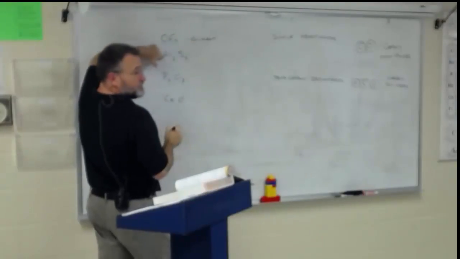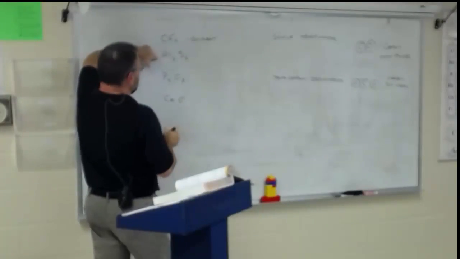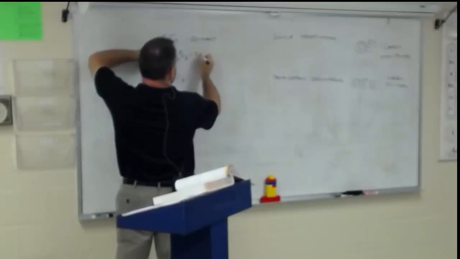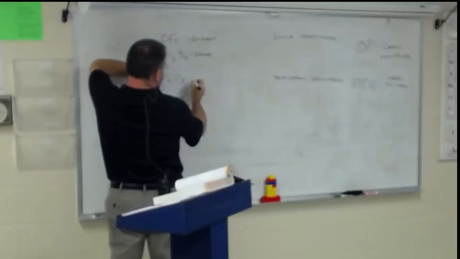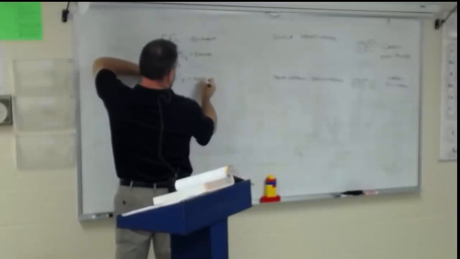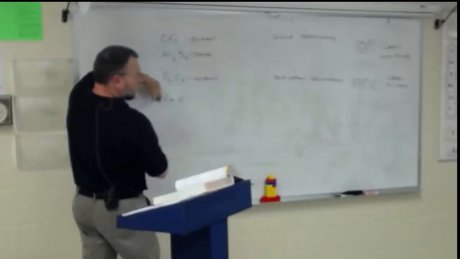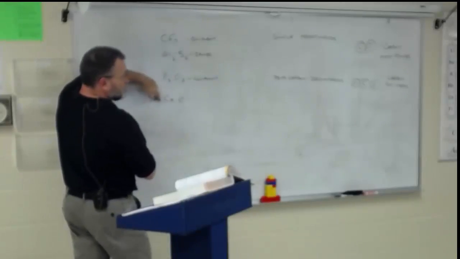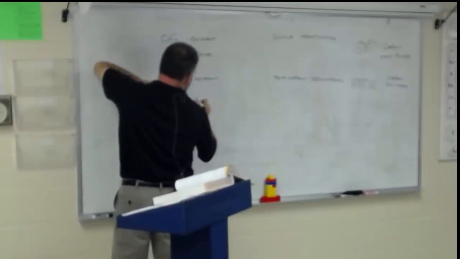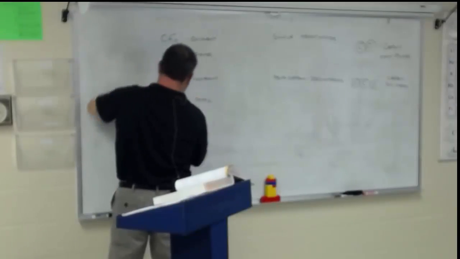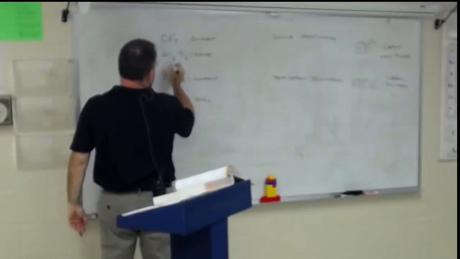Al2S3. Is it ionic or covalent? Ionic. P2O3. And CaO. Try again. Ionic. Calcium's a metal. So we found a metal in calcium. We found a metal in aluminum.